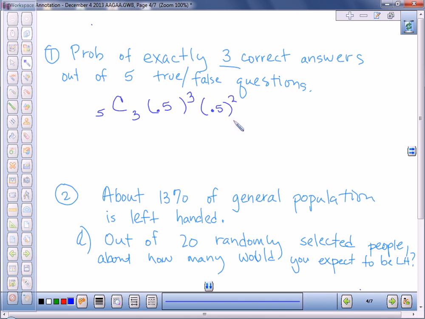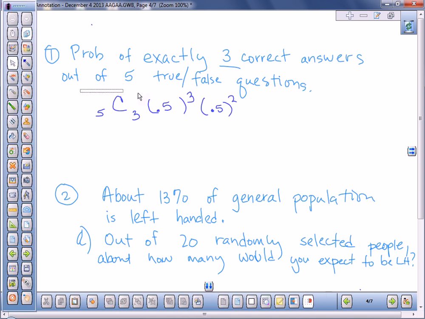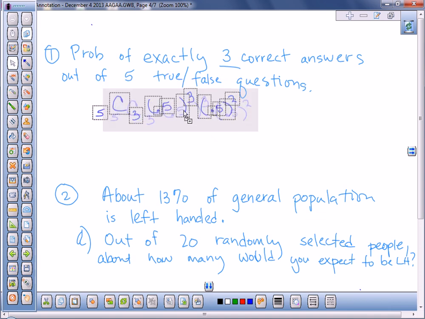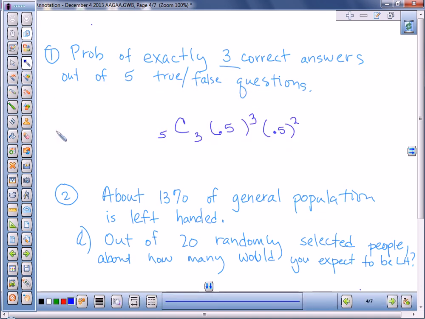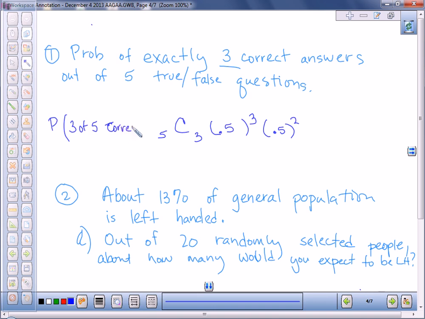Ooh, shame on me. I forgot to write my probability statement first. I'll sneak it back in there. Okay, did you guys get 0.3125? Yes. So the probability of getting 3 out of 5 correct is the combinations of 5 choose 3 times 0.5 to the third times 0.5 to the second. And so this would be the probability of that occurring.